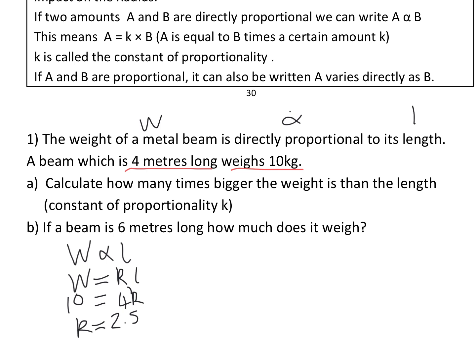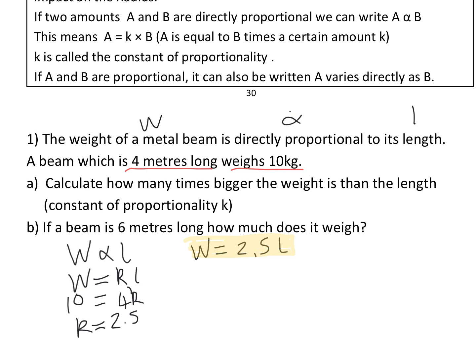Part B. If a beam is 6 meters long, how much does it weigh? Well, we've got an equation now. Didn't ask for the equation in part A, usually it will. The equation is W equals KL, but we know that K is 2.5, so the equation is W equals 2.5 L. And we can work out any weights or any lengths from that equation. That there is very important. In every question you do in proportion, you're going to try and get that equation. You'll not really be able to go any further without that. So always work at getting that.